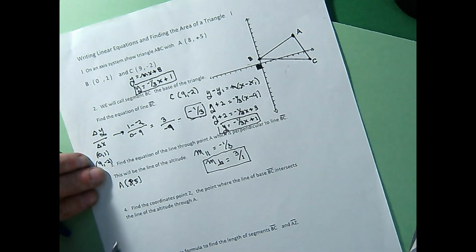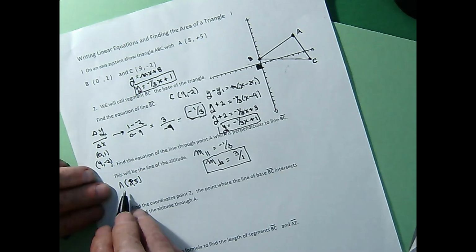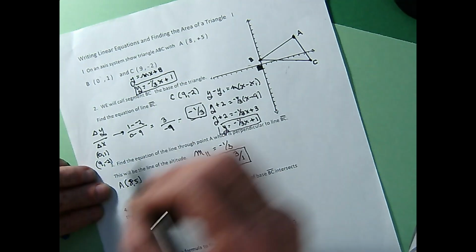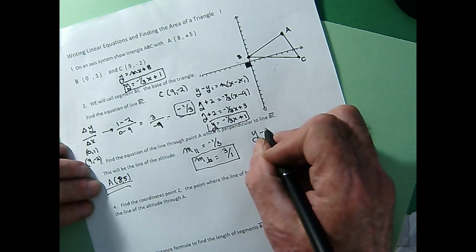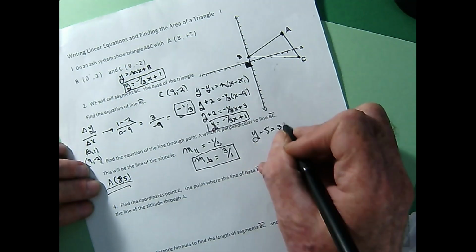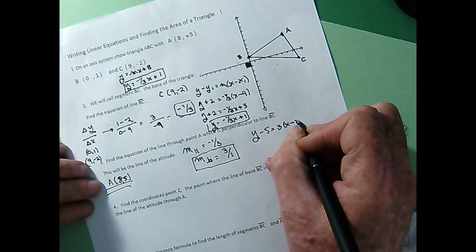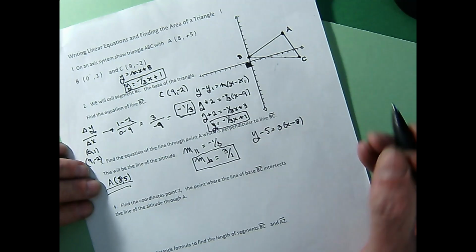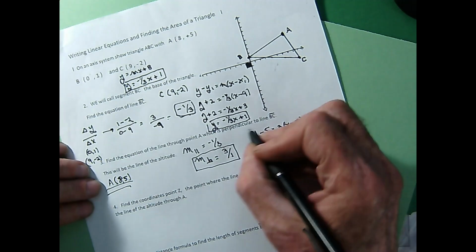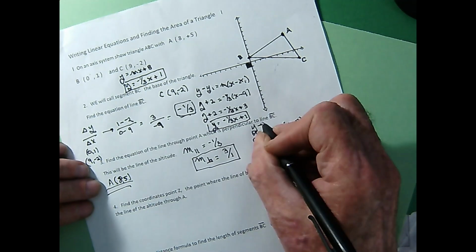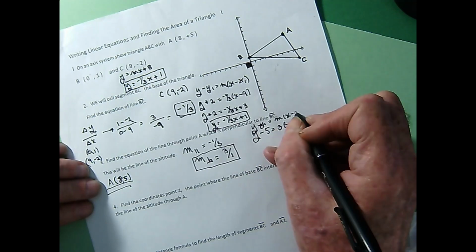So now, what do we really want? We want the equation of the line through point A, that's here, that has this slope. I'm going to go for it right now. That'd be y minus 5 equals 3 times x minus 8. You may say, well, where did that come from? And I'll show you where that came from, and I hope you knew already. Y minus y sub 1 equals m times x minus x sub 1. I just made those substitutions.